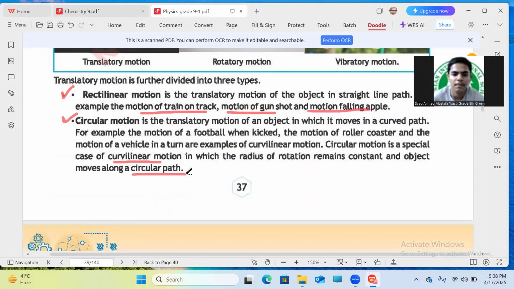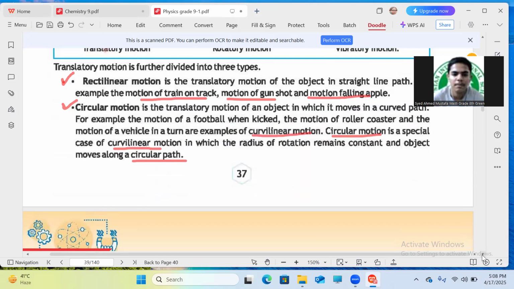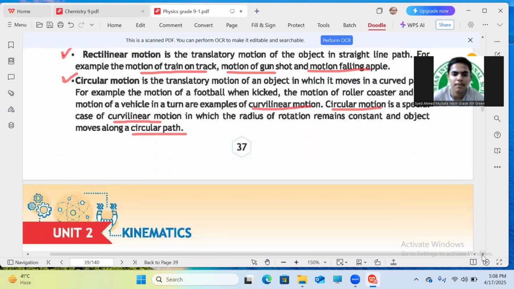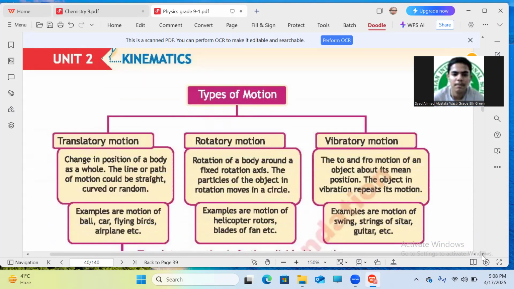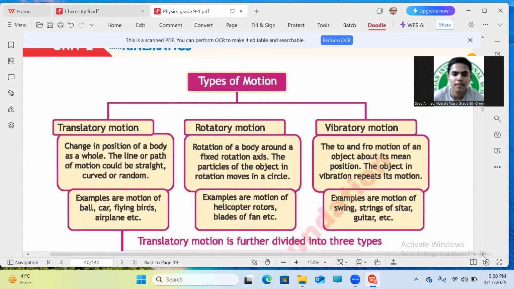Here are two terms which are being used. The first one is curvilinear motion and the second one is circular motion. You firstly have to differentiate between them. Curvilinear motion is that motion in which the object moves in a curved path, whereas circular motion is that motion in which the object moves in a circular path. Understand that? These two terms are really confusing. For example, if a car is turning, it's curvilinear, and if an electron is moving around an atom or a nucleus, it is rotating.